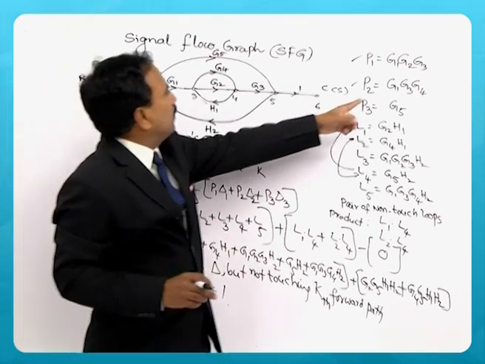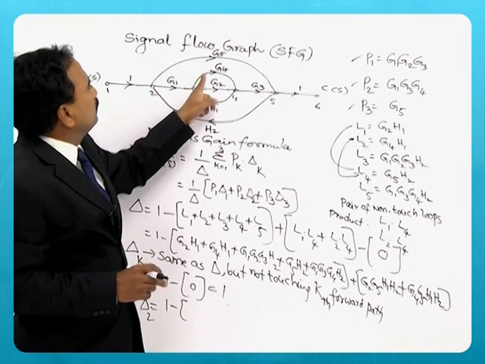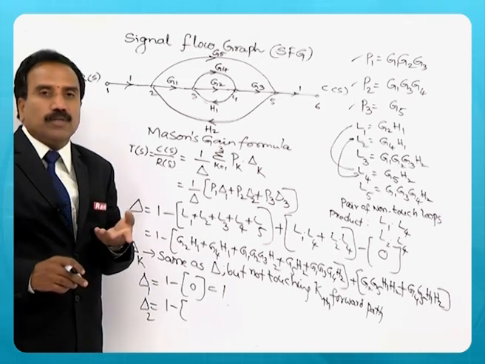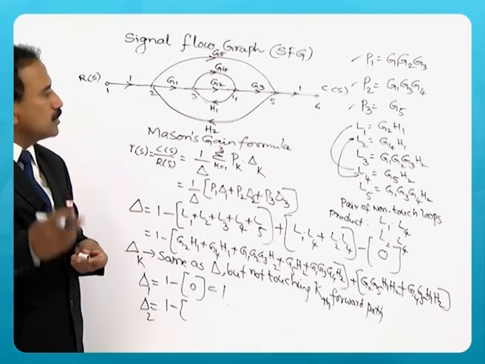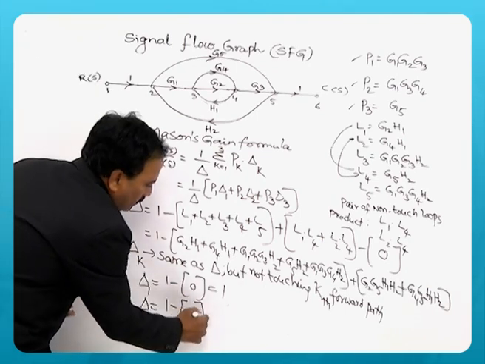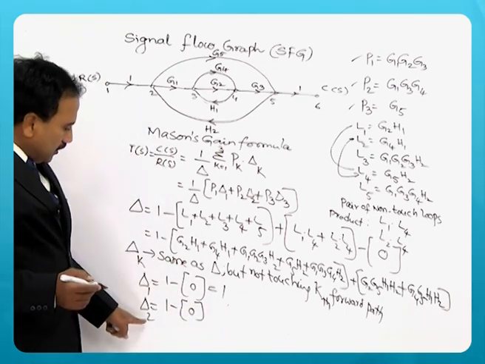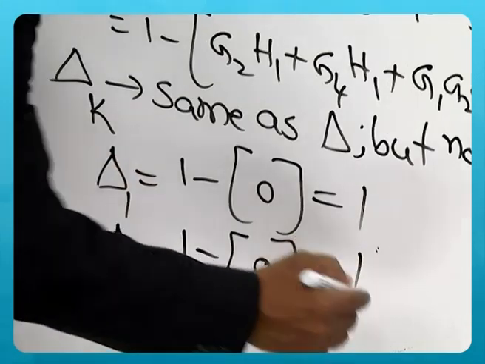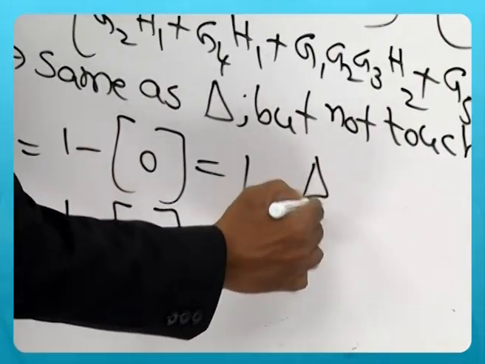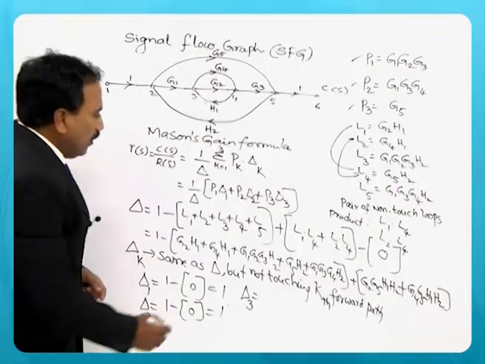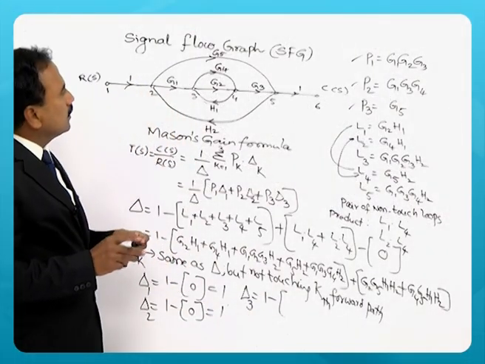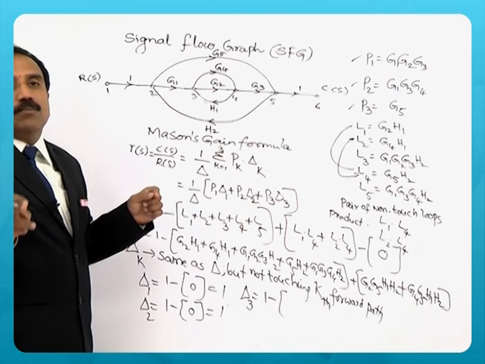What is the second forward path? You can see G1, G4, G3. So, there is no loop not touching the second forward path also. So, I can write here it is 0, no loops exist which are not touching the second forward path. So, it is also 1. Next, delta 3 is 1 minus loop gains which are not touching the third forward path.